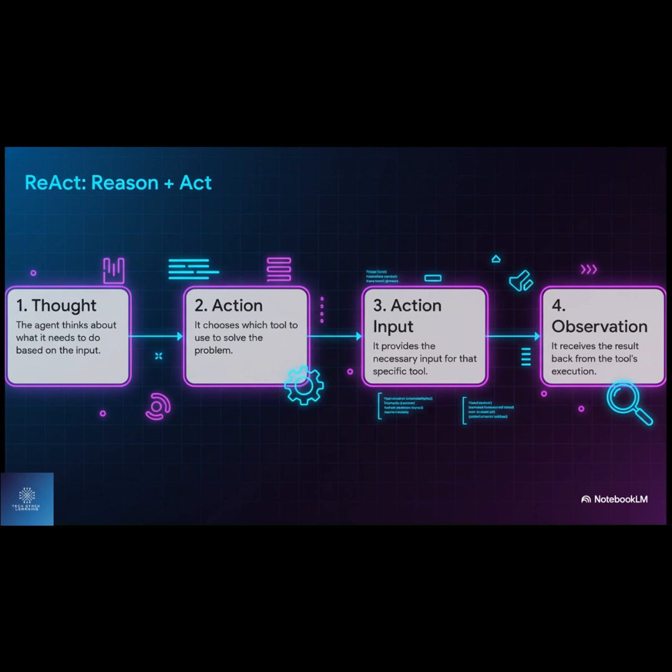It's basically a loop. First, the agent has a thought about what it needs to accomplish. Based on that thought, it chooses an action, which is one of our tools. Then it figures out the action input to send to that tool. And finally, it gets back an observation, which is just the result from the tool's execution.